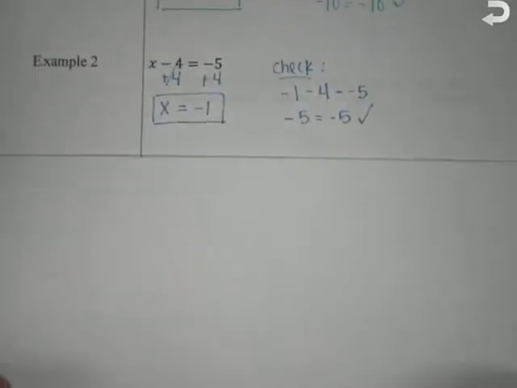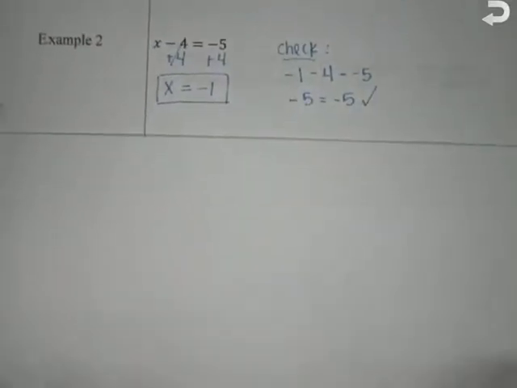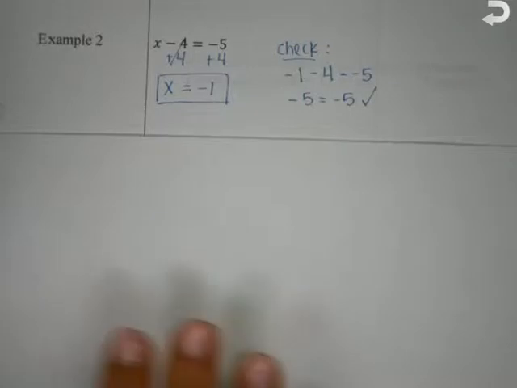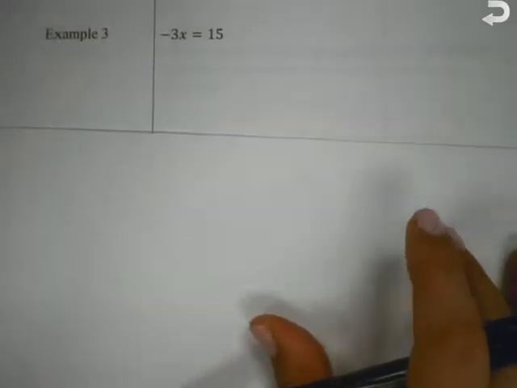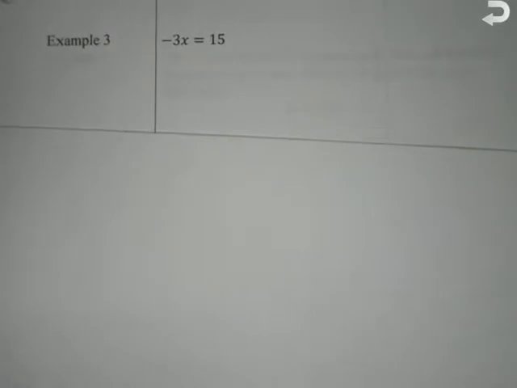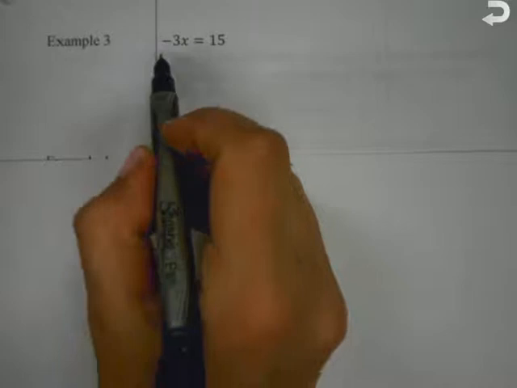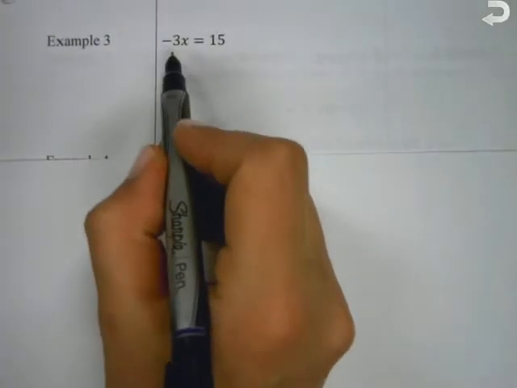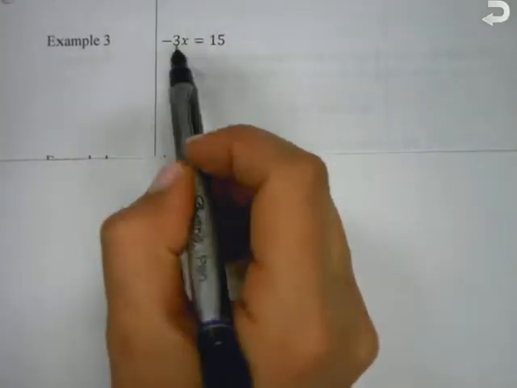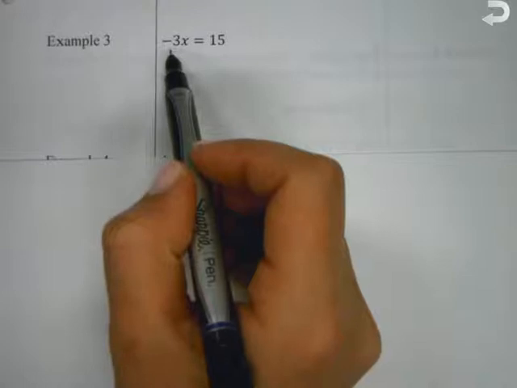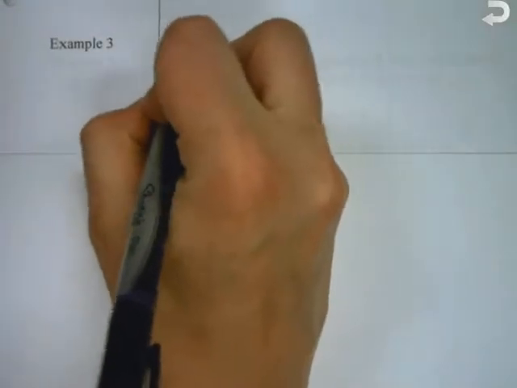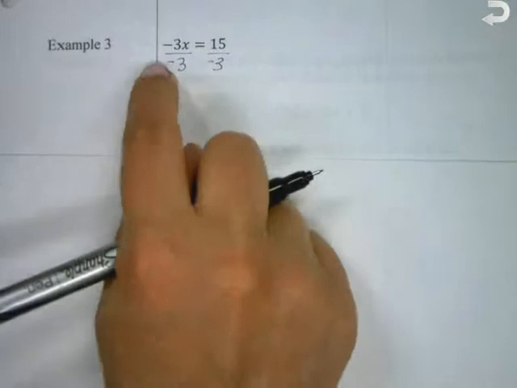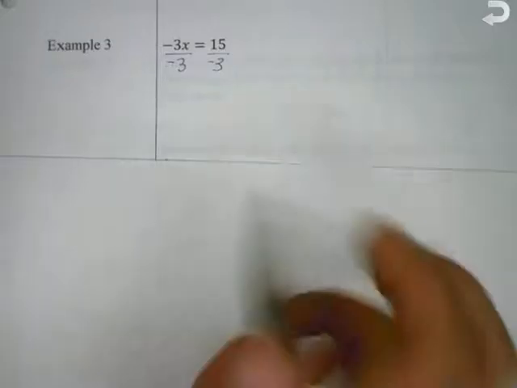Okay. Questions, comments, or concerns about that so far? Is everybody good? Okay, let's look at example 3. Negative 3x equals 15. What operation is being done? Multiplication. X is being multiplied by negative 3. So how am I going to get rid of that negative 3? I'm going to divide by negative 3. I'm not going to add negative 3. I want to divide. What's negative 3 divided by negative 3?